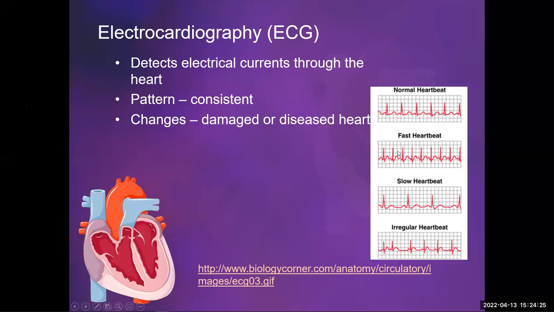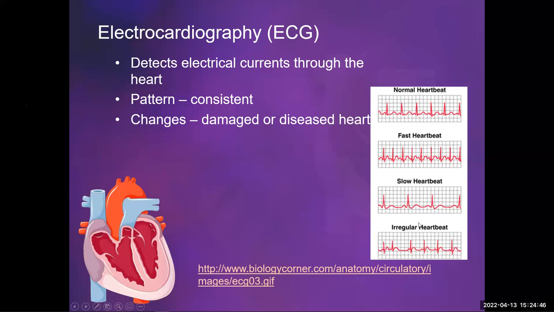Right? But this one has 1, 2, 3, 4, 5, 6, 7, 8, 9 with 9 peaks. So this points to a fast heartbeat. What about this one? Comparing it to the normal, what would you say about the peaks? Does it have more or less than the normal? Less. Less peaks, right? So this one has 6.